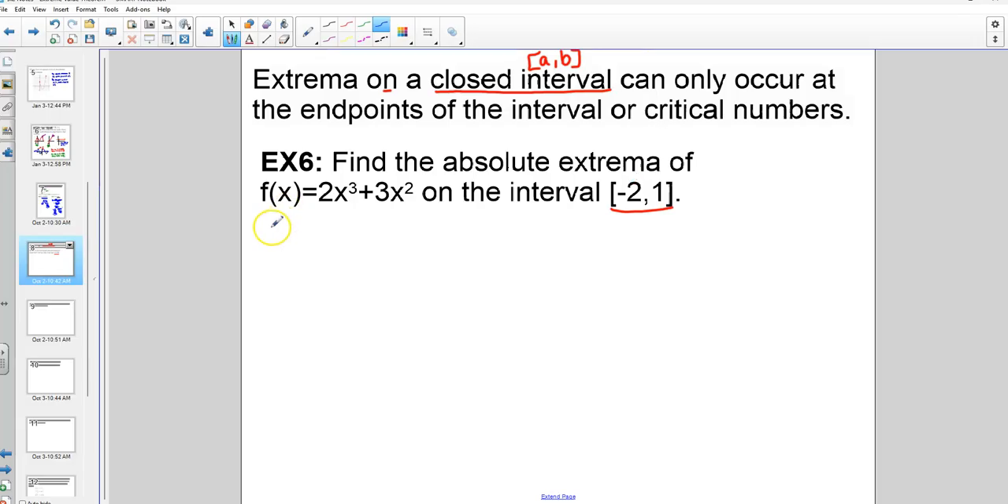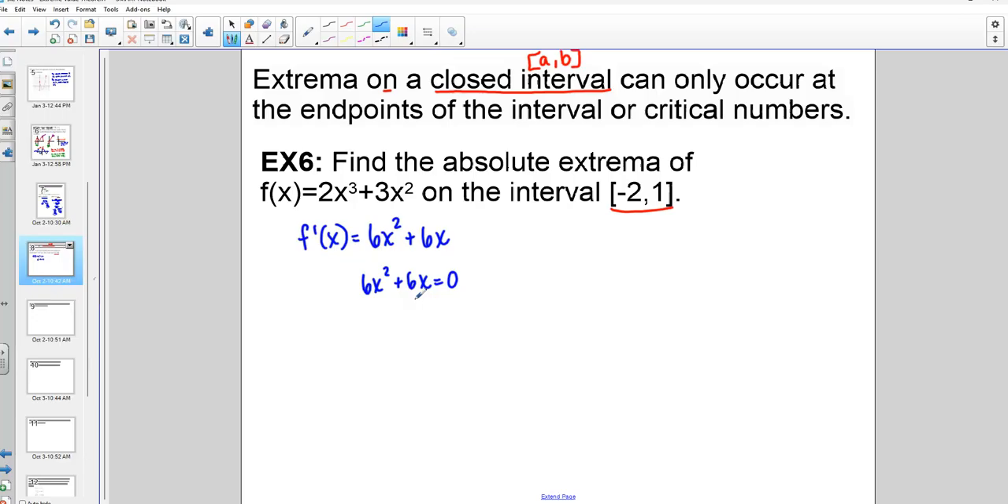So we're going to find critical numbers by taking the derivative. Thankfully, this is a pretty easy derivative to take. We're just going to get 6x squared plus 6x. We're going to set that derivative equal to 0 or undefined, but this one doesn't have a denominator, so it's not going to ever be undefined, right? So we're just going to say 6x squared plus 6x equals 0.